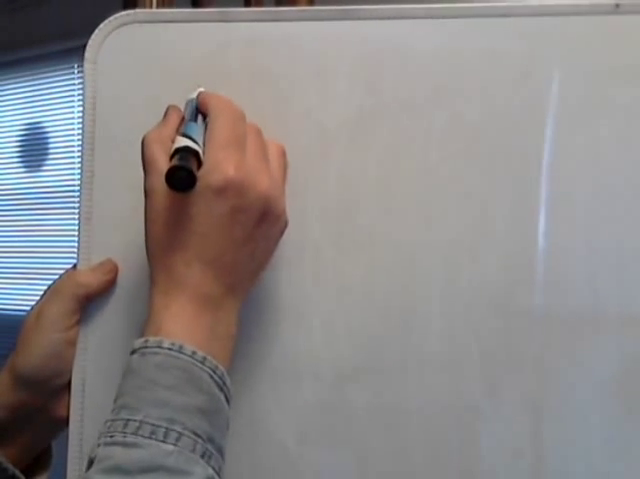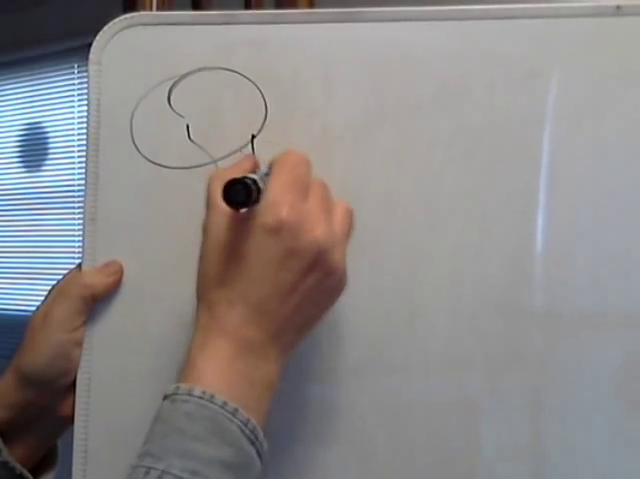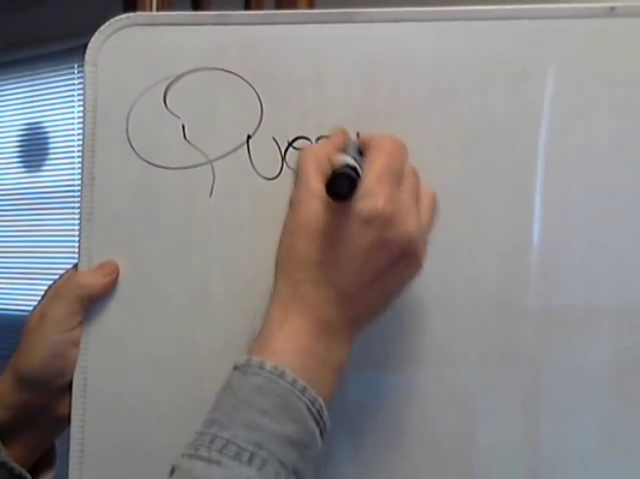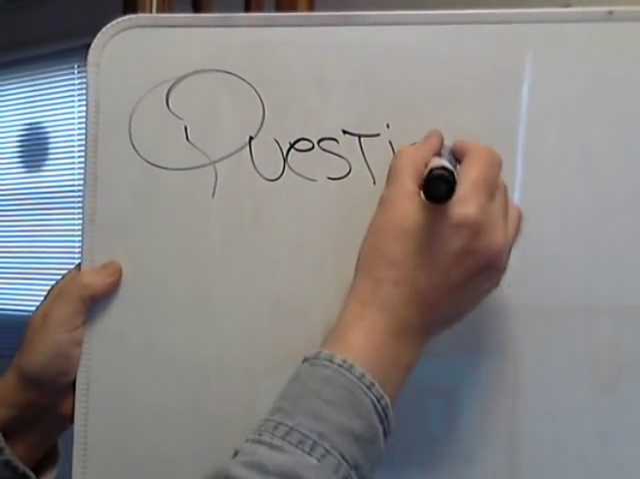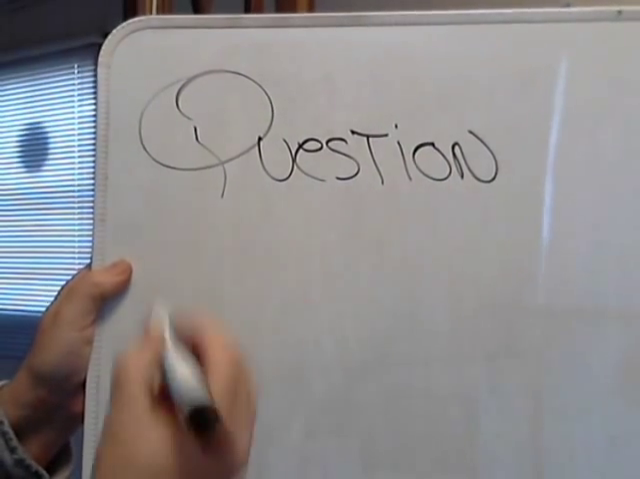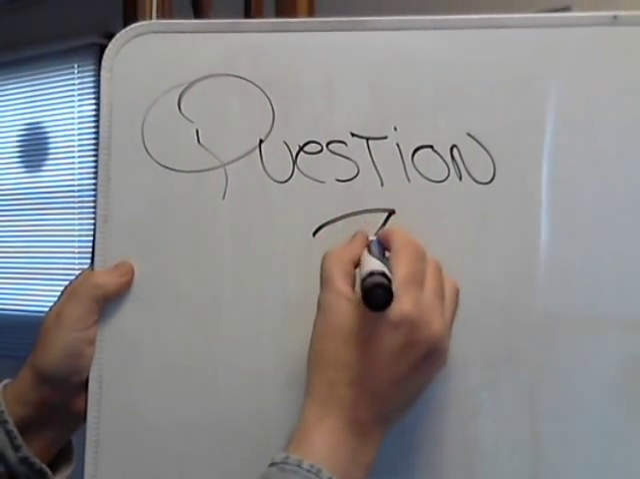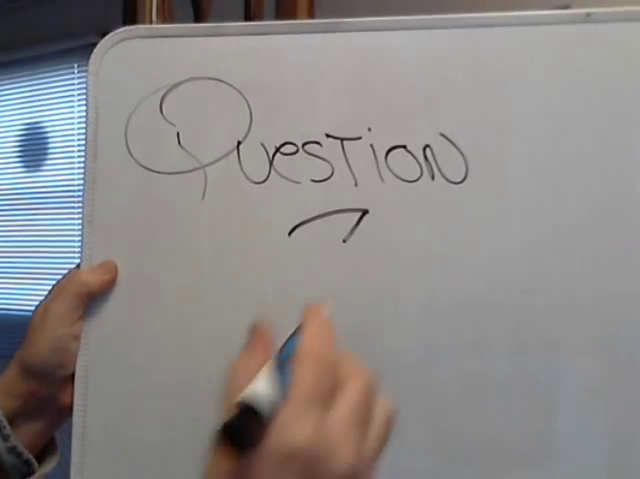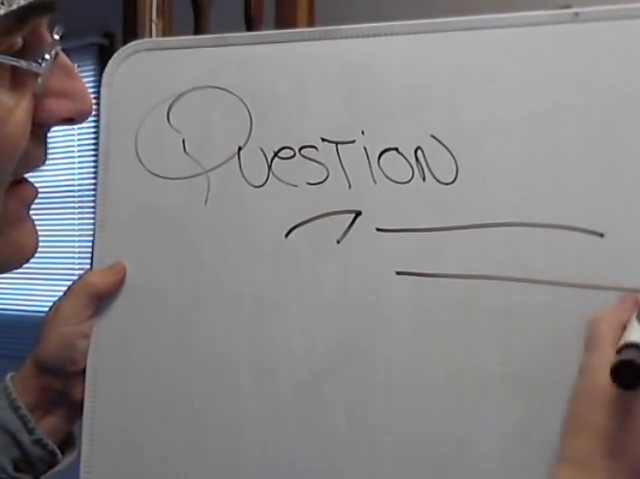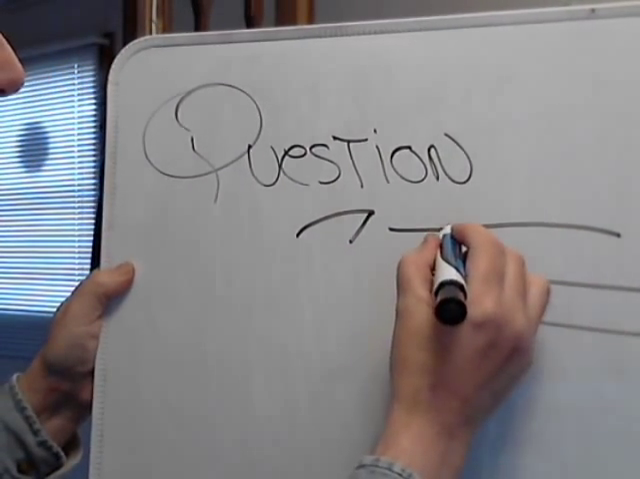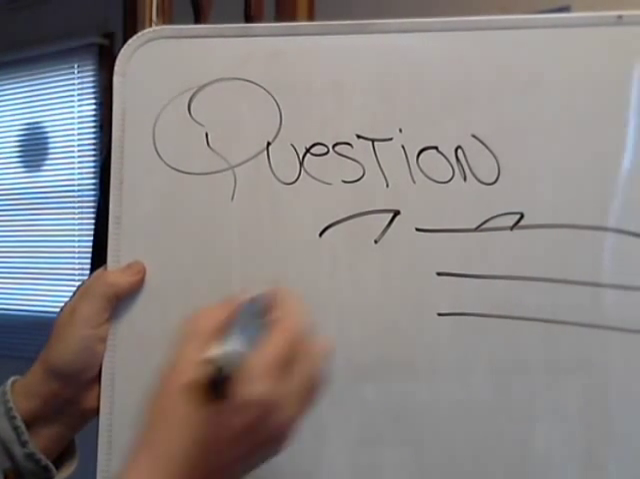Let's look at the word question. Question. Okay, you see how long it took to write that? Question. That's it. Just two strokes. Question. If we had on the lines like this, I would just write question like that.